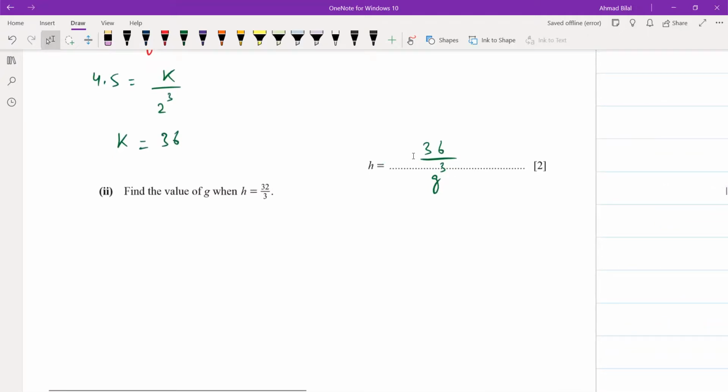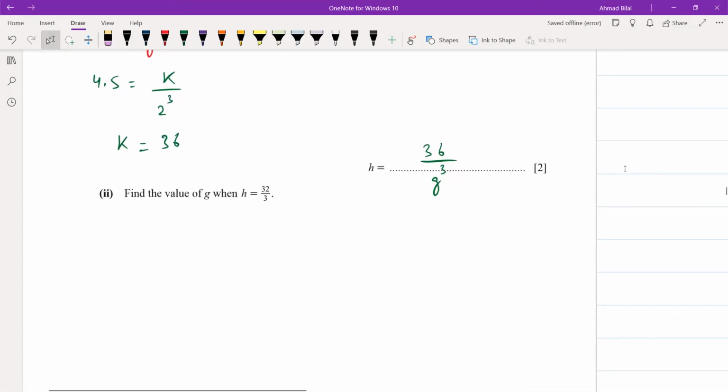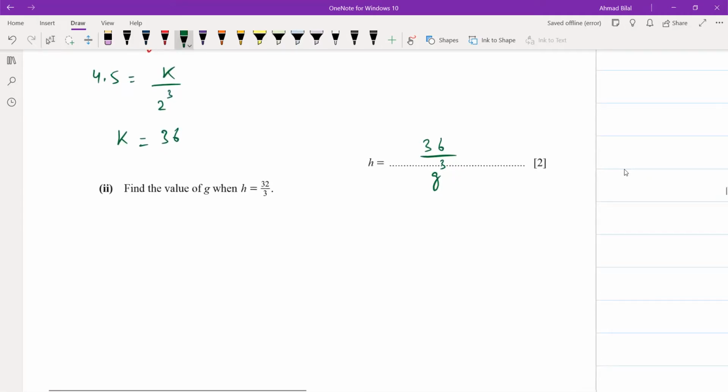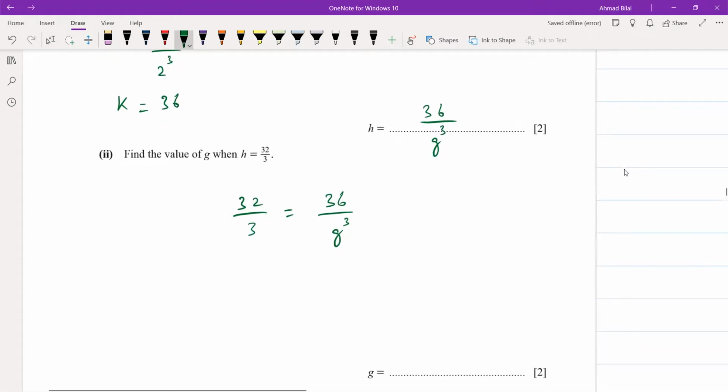Okay. Then it says find the value of G when H is equal to 32 over 3. तो आपको इस formula को use करके G की value figure out करनी है. So we just put H equal to 32 over 3. So 32 over 3 is equal to 36 over G cube. ठीक है. अब क्या करो? Cross multiply कर लो. You get G cube there.